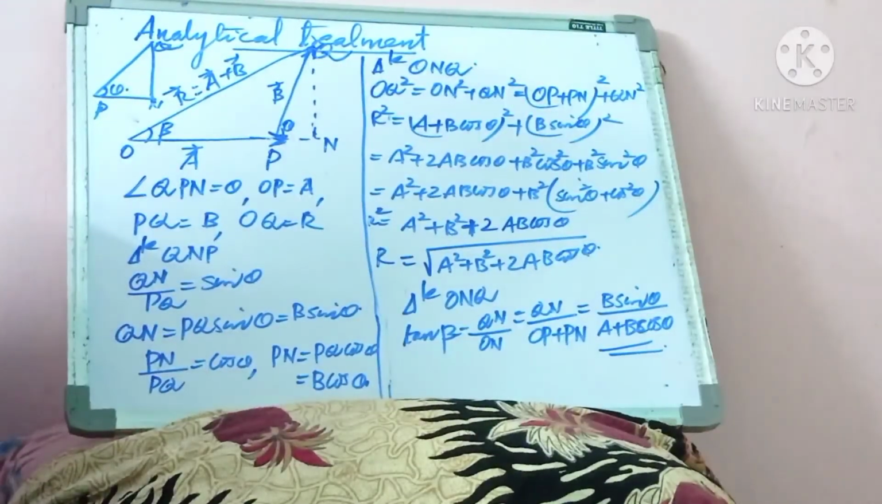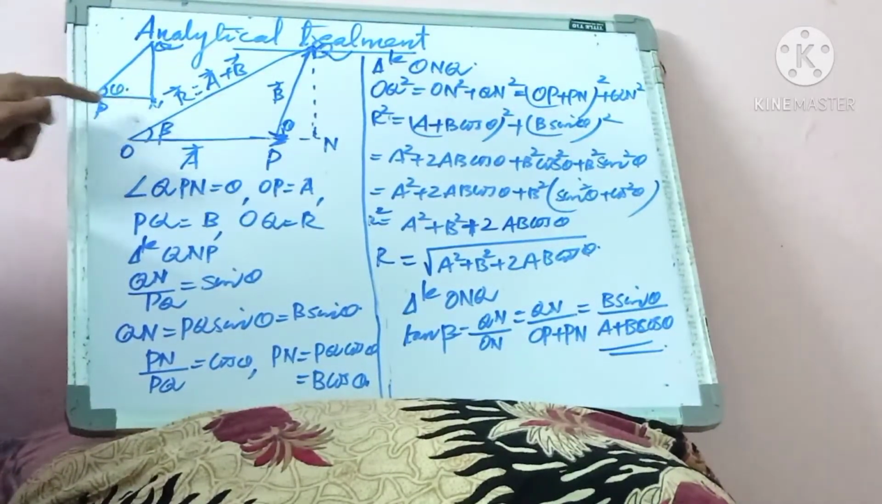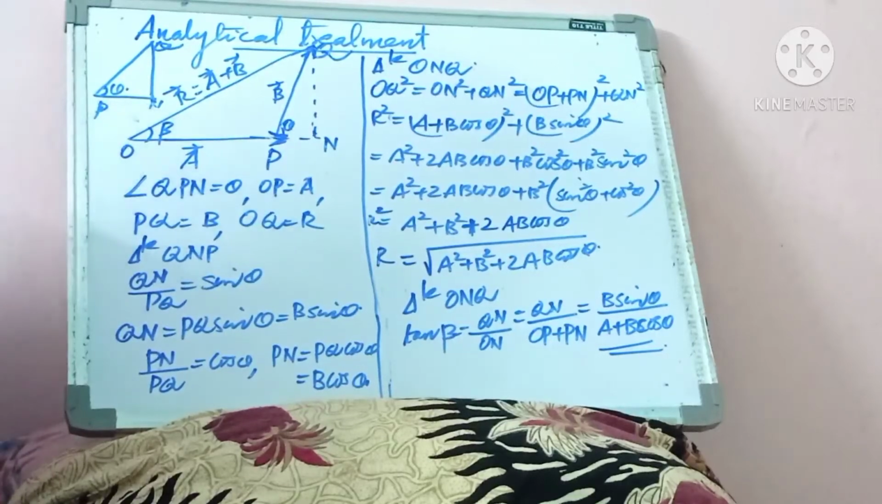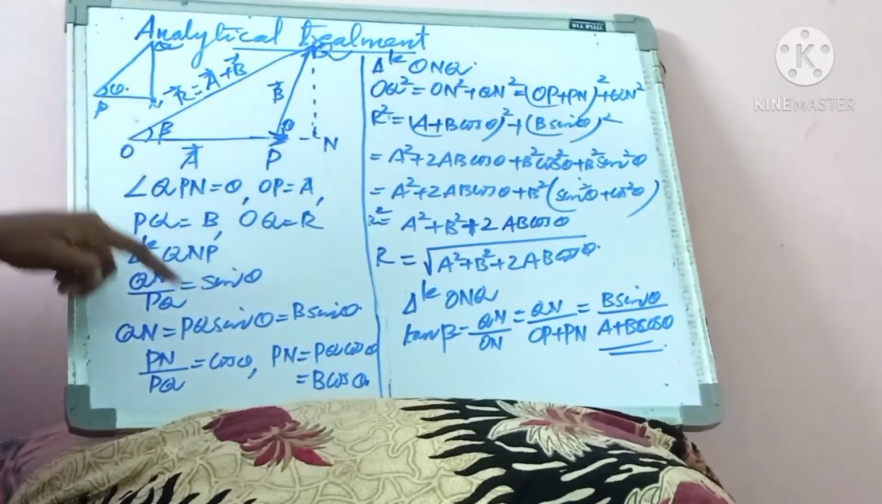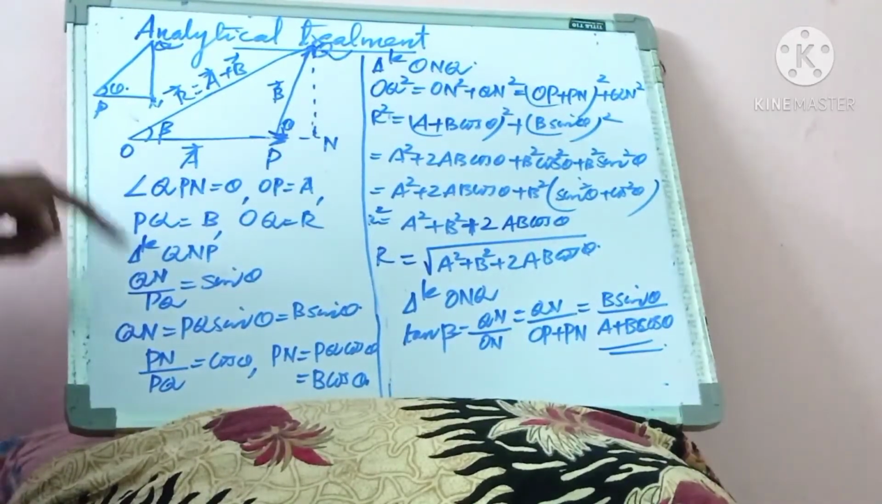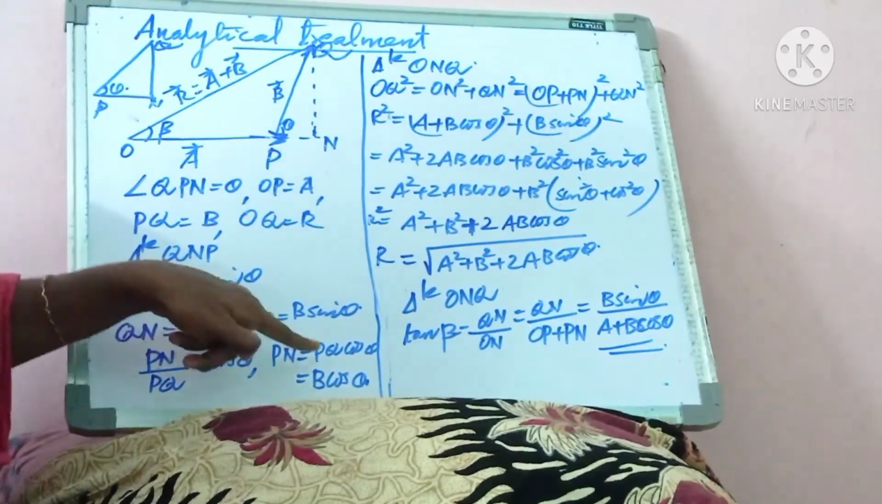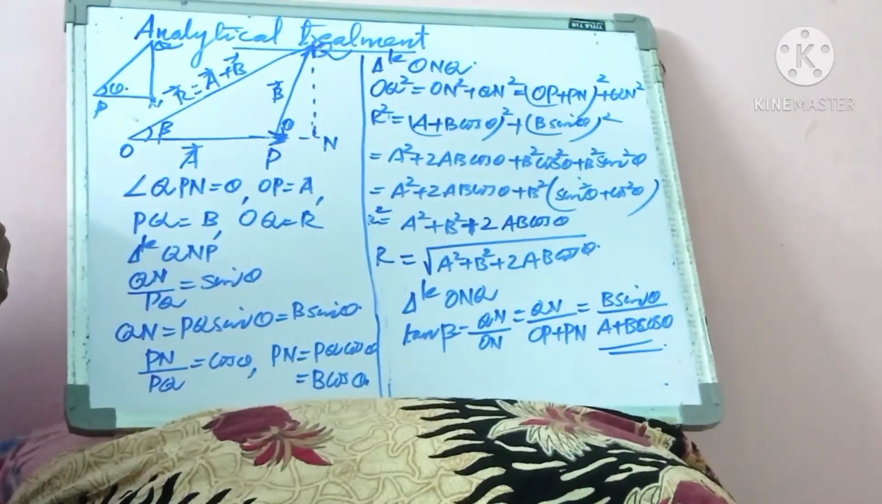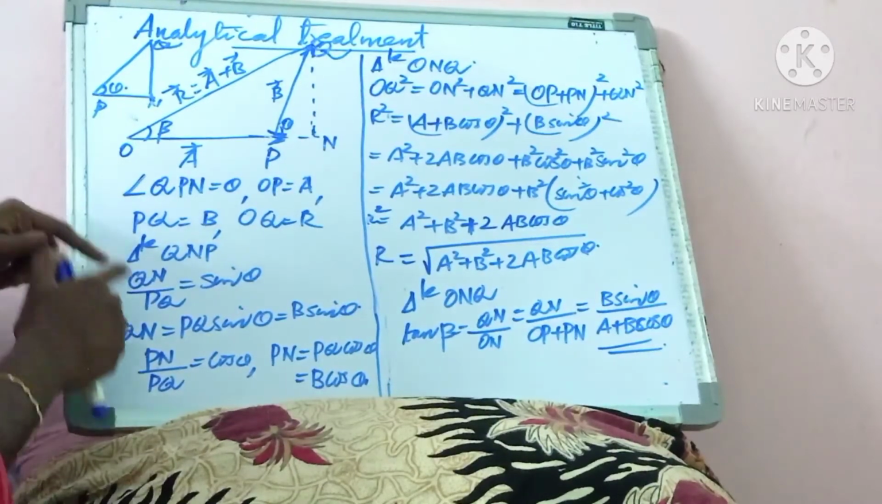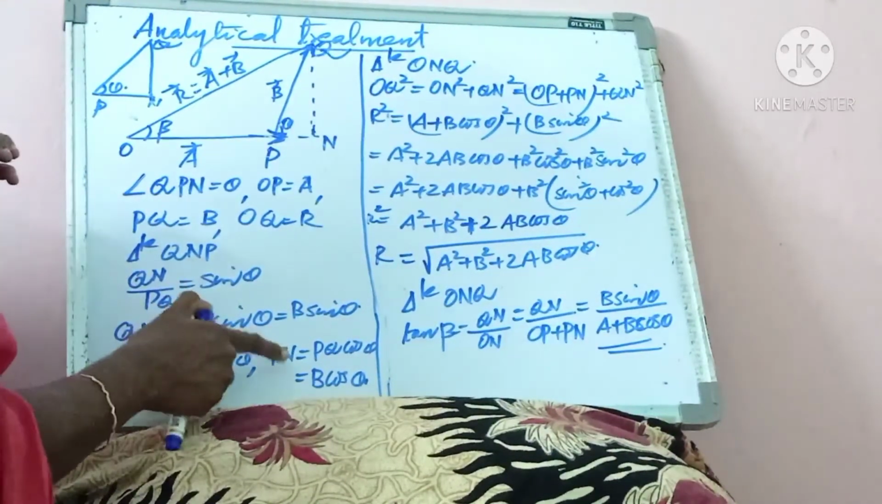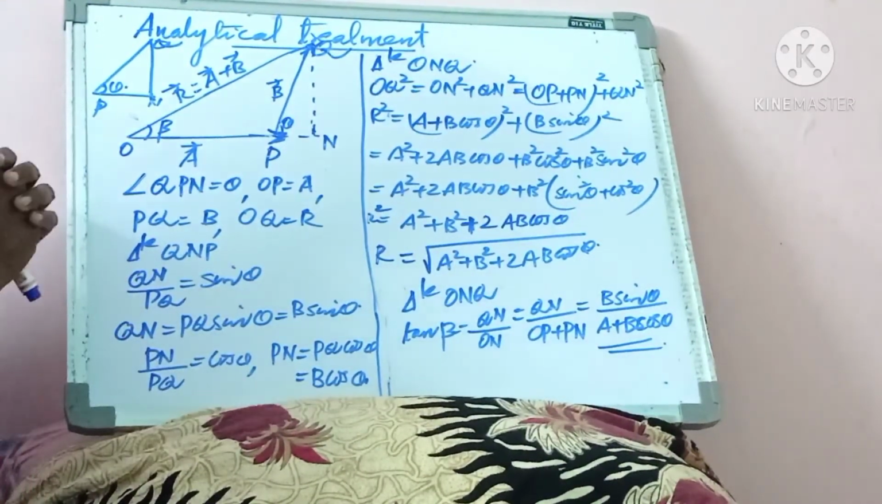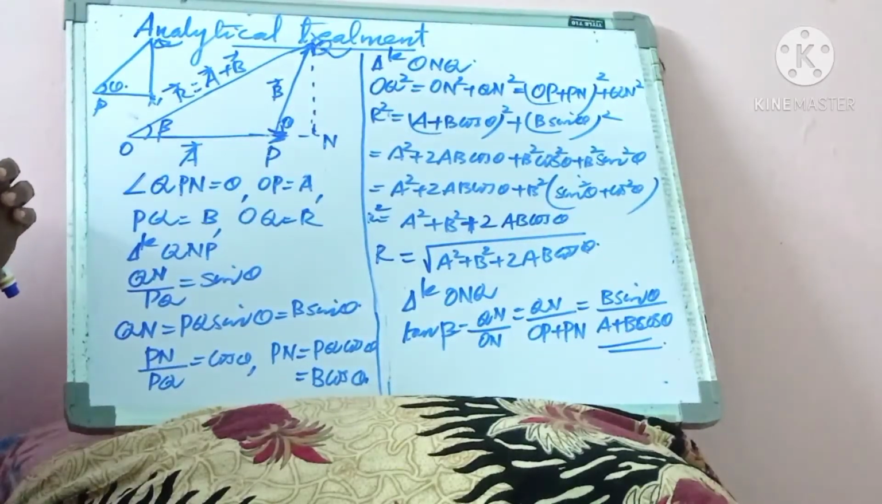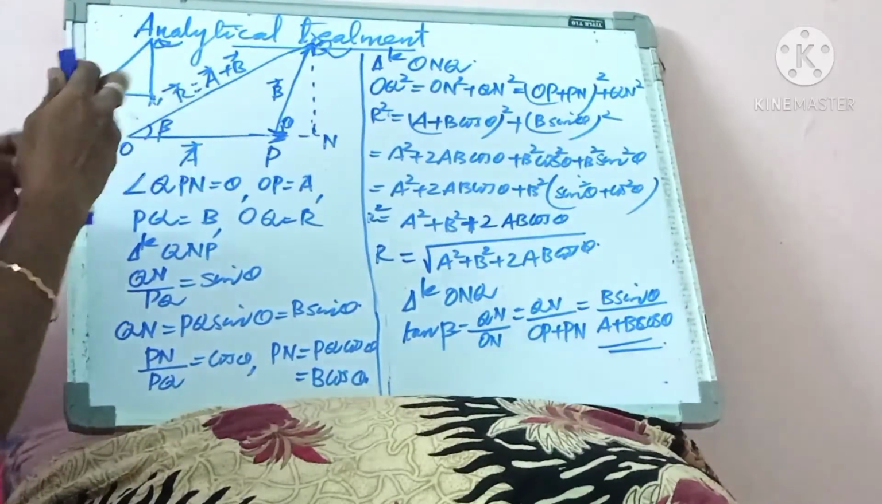Similarly, we can write cos theta. Using the same triangle, cos theta is adjacent side by hypotenuse. So PN, the adjacent side, by PQ is cos theta. Here PN equals PQ cos theta, so instead of PQ we can write B cos theta. So we got QN as B sin theta and PN as B cos theta.